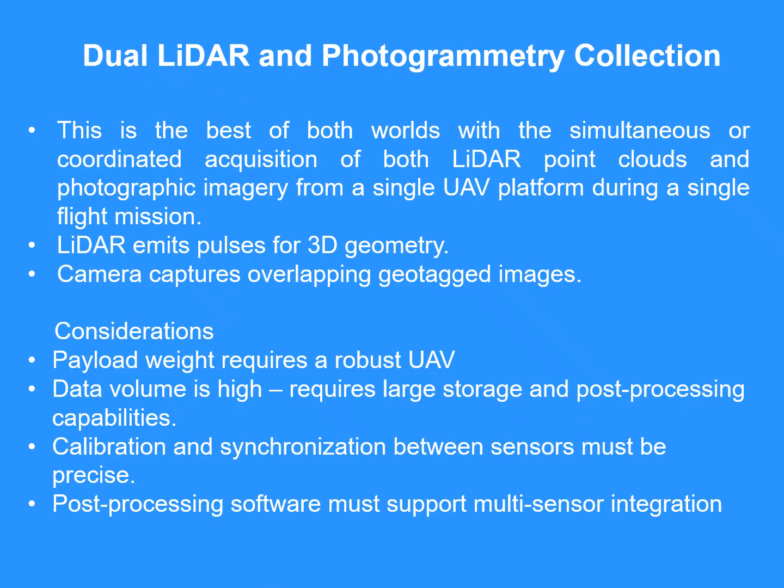Dual LiDAR and photogrammetry collection. This is the best of both worlds with the simultaneous or coordinated acquisition of both LiDAR point clouds and photographic imagery from a single UAV platform during a single flight mission. LiDAR emits pulses for 3D geometry. Camera provides overlapping geotagged images.